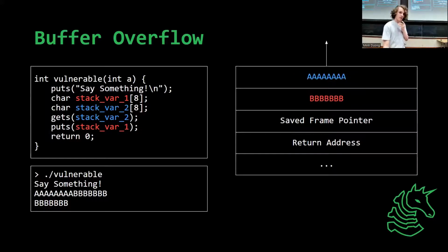Awesome. Yeah, so here's just explicitly showing you have the 8 A's that end up in stack bar 2, and then the 7 B's that end up in stack bar 1, even though we only ever explicitly said we're writing into stack bar 2.